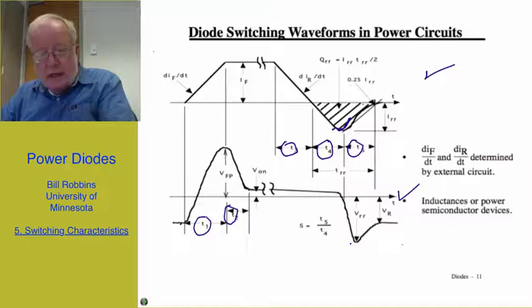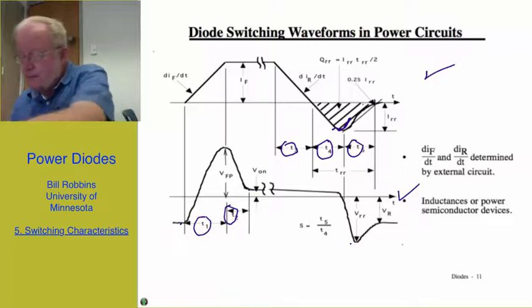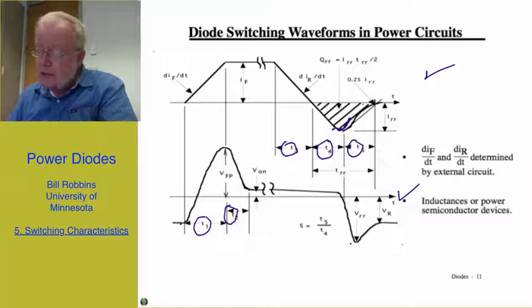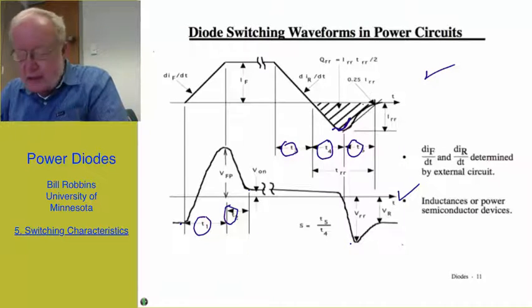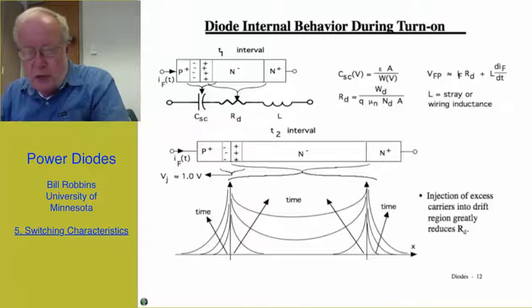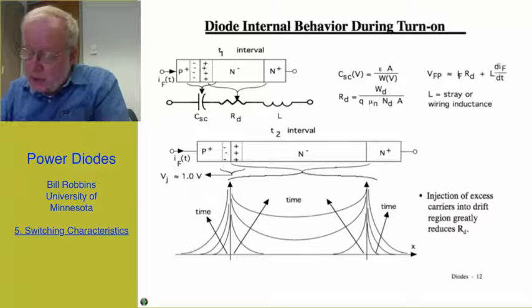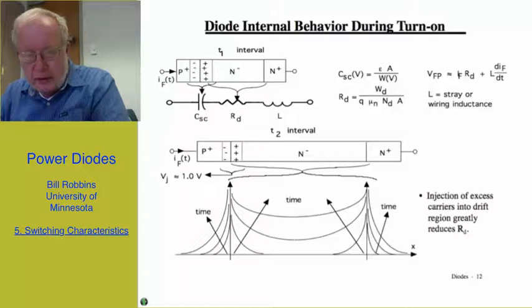A couple of questions we need to answer are, first, what causes this kind of behavior? And secondly, what does it imply in terms of how we make use of the diodes? Well, let's take it interval by interval. During the turn-on interval, t1, here is a picture of the device in a simple one-dimensional horizontal orientation. And the equivalent circuit is a space charge capacitance, drift region resistance, and possibly some inductance due to stray inductance in the wiring from the diode to the outside world.